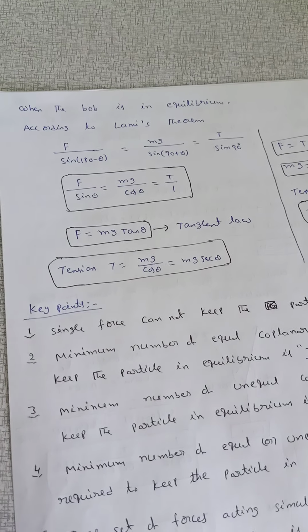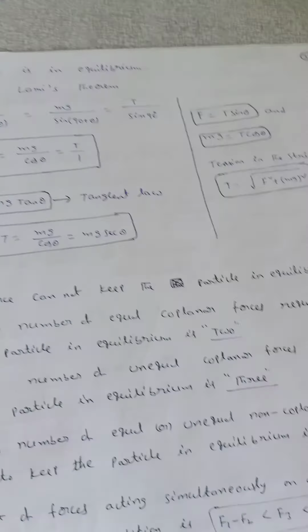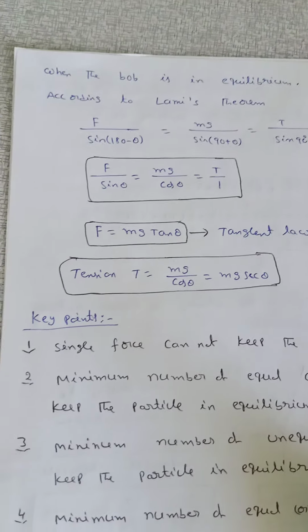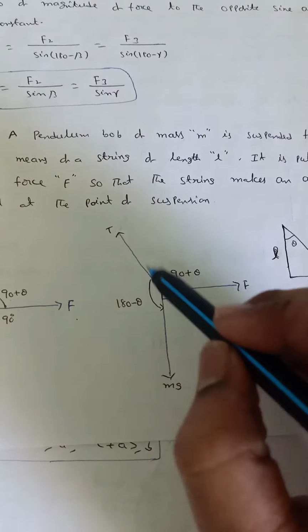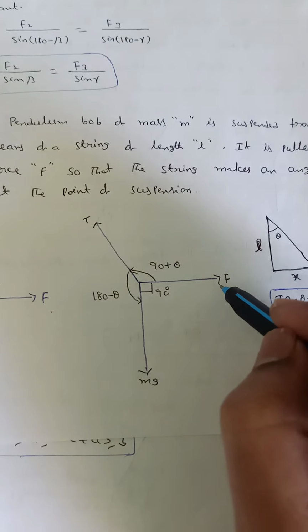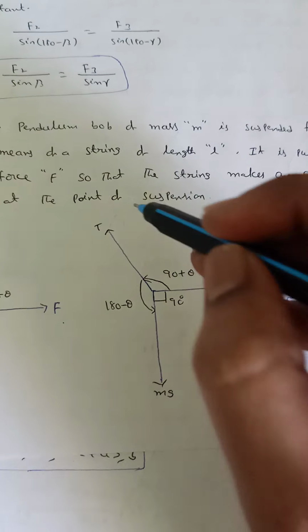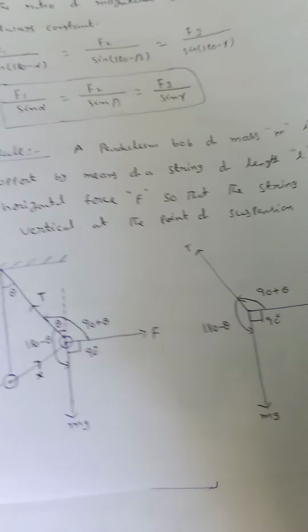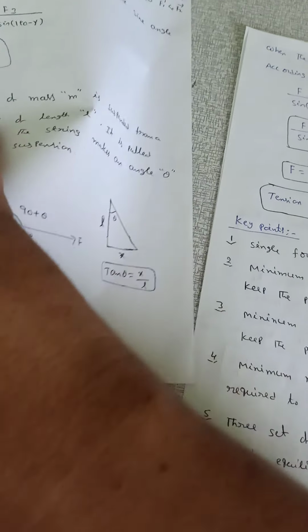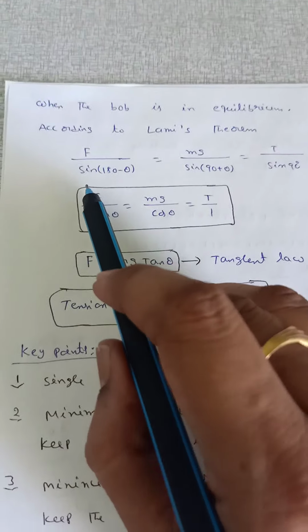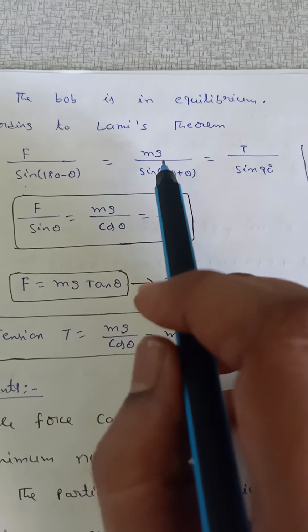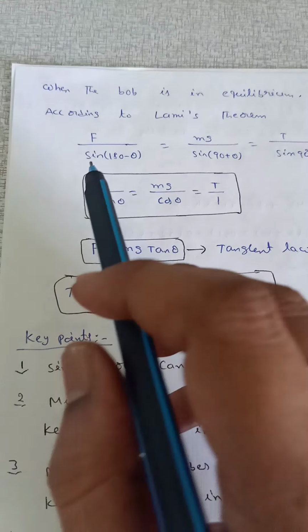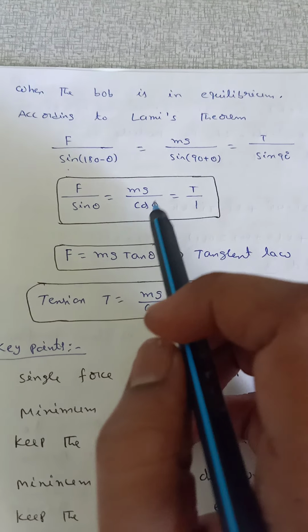When the bob is in equilibrium, according to Lami's theorem, F by sin (180 minus theta) is equal to mg by sin (90 plus theta), which is equal to T by sin 90. Here sin (180 minus theta) is sin theta, sin (90 plus theta) is cos theta, and sin 90 is 1.